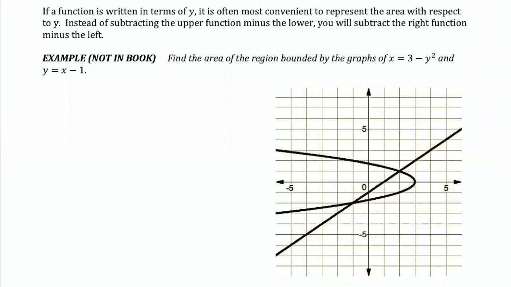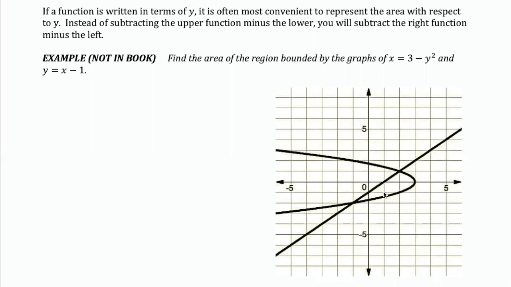Sometimes our functions might be written in terms of y, and in that case, it's most convenient to do your integration with respect to y. So instead of subtracting the upper function minus the lower, in that situation, you want to think about it as the right boundary minus the left boundary. So take a look at this next example. It says find the area of the region bounded by the graphs of x equals 3 minus y squared and y equals x minus 1.